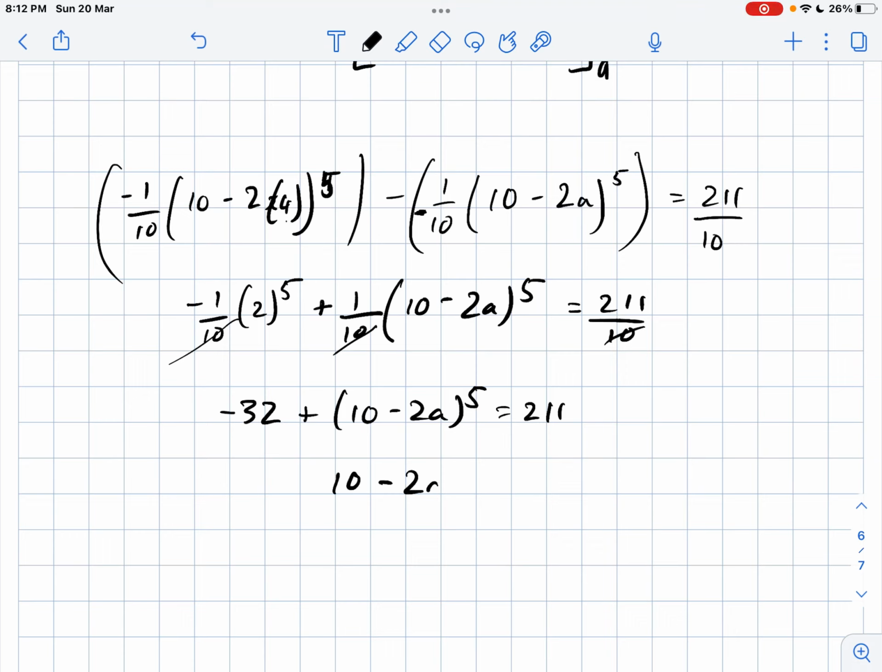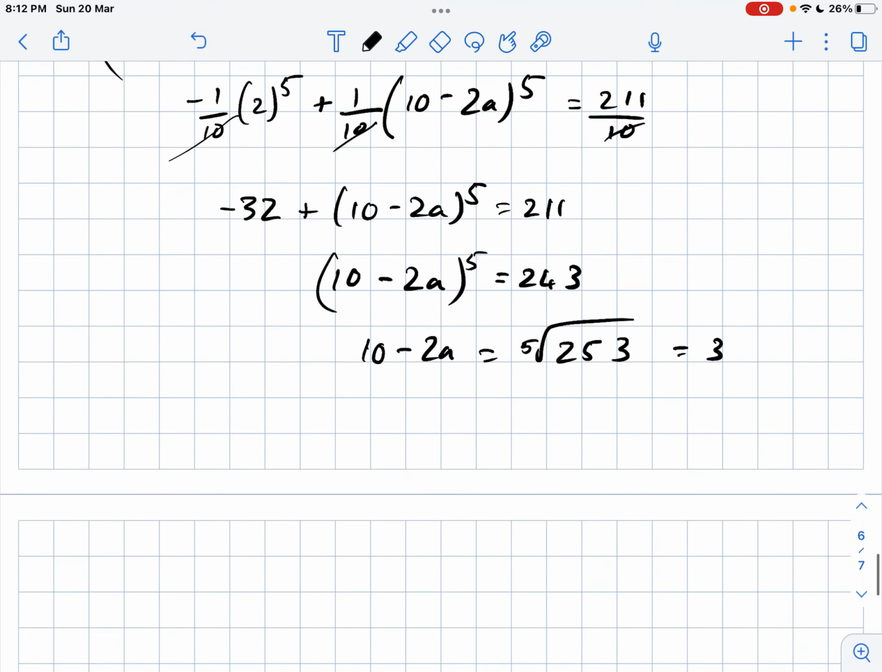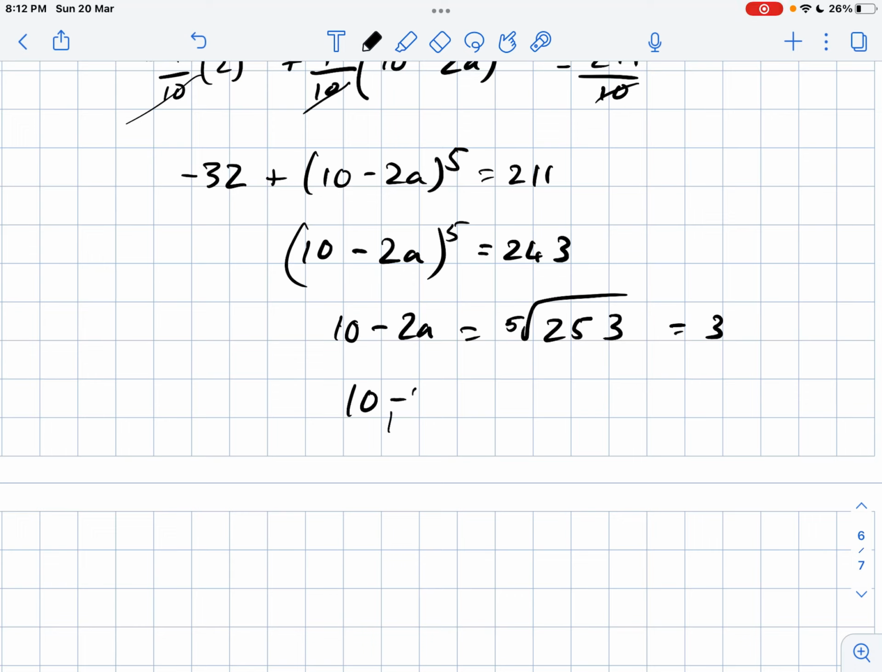Then adding 32 to both sides, (10 minus 2a) raised to the 5 is equal to 243. And now I have to take the fifth root of 243. So the fifth root of 243 is equal to 3. Because it's an odd root, it has to be positive 3, it's not positive or negative 3, so 10 minus 2a is equal to 3. Then solving from there, minus 2a is equal to minus 7, so a must be equal to 7 over 2.